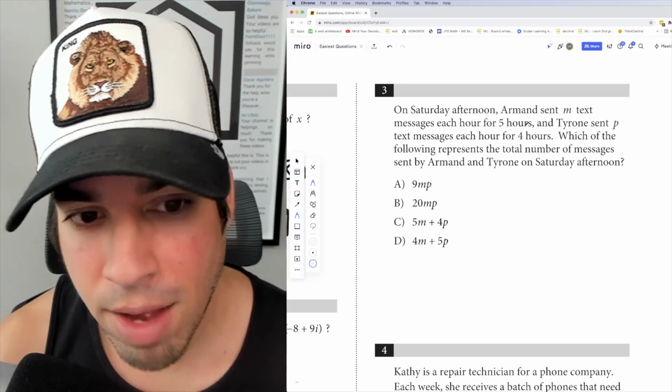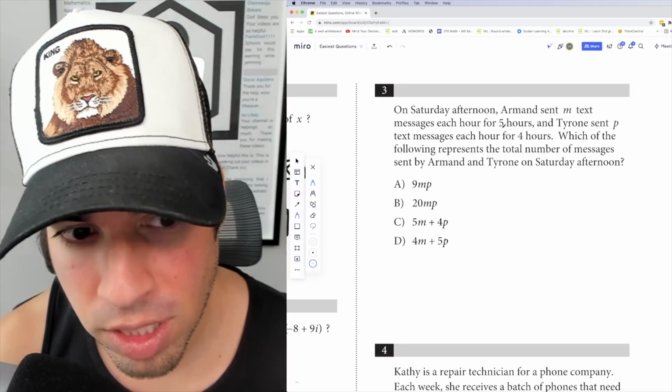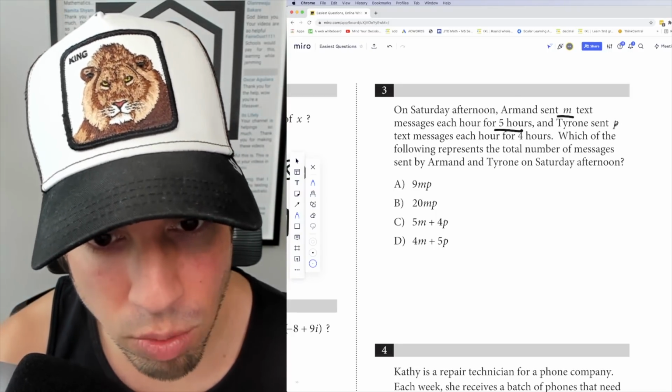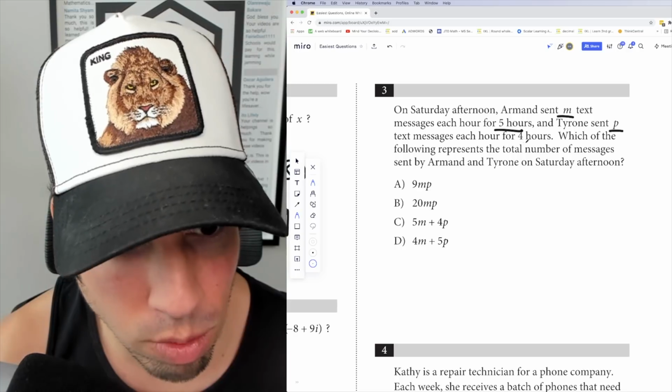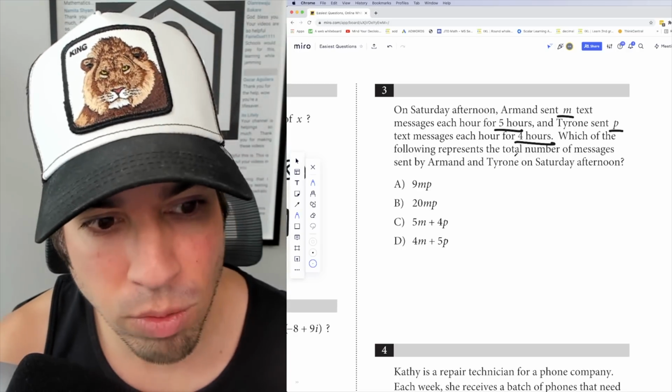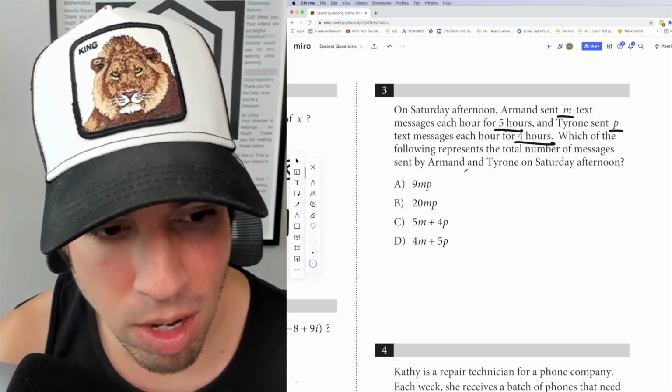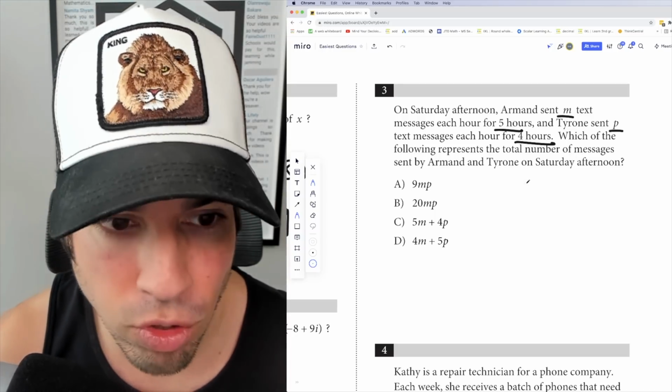Done. On Saturday afternoon, Armand sent M text messages each hour for 5 hours, and Tyrone sent P text messages each hour for 4 hours. Which of the following represents the total amount of messages sent by Armand and Tyrone on Saturday afternoon?